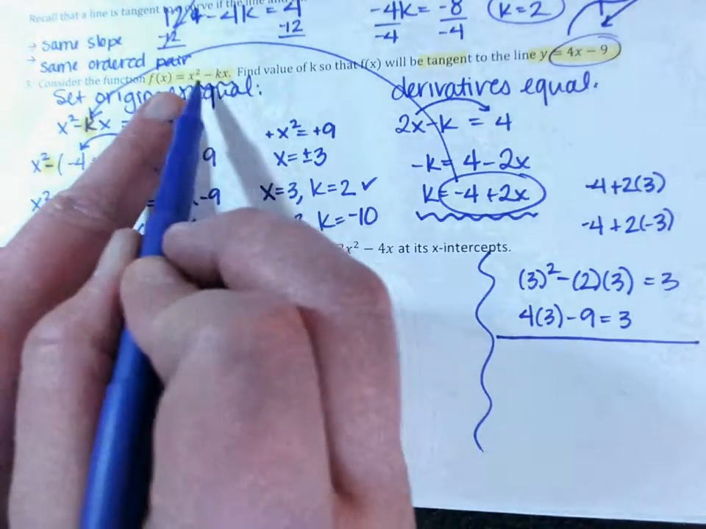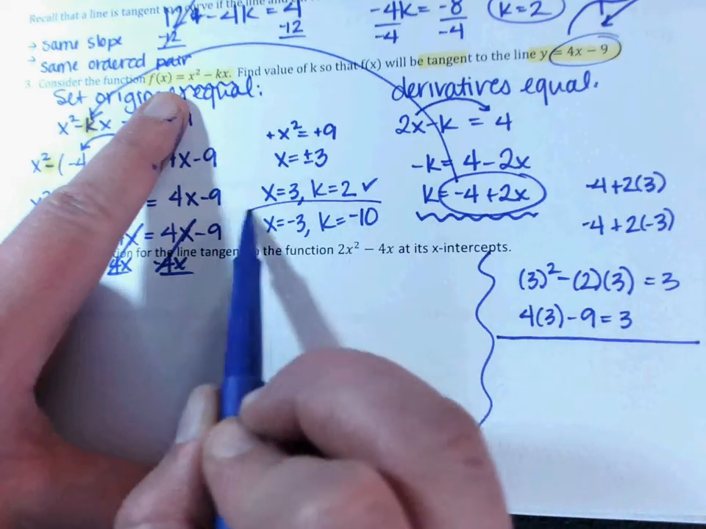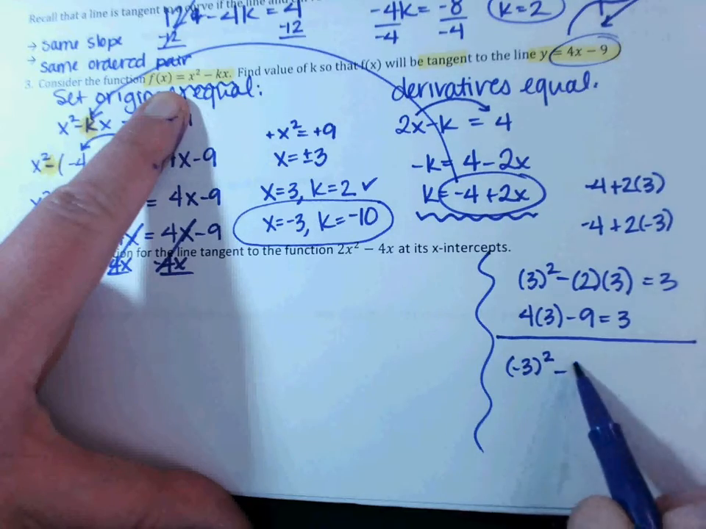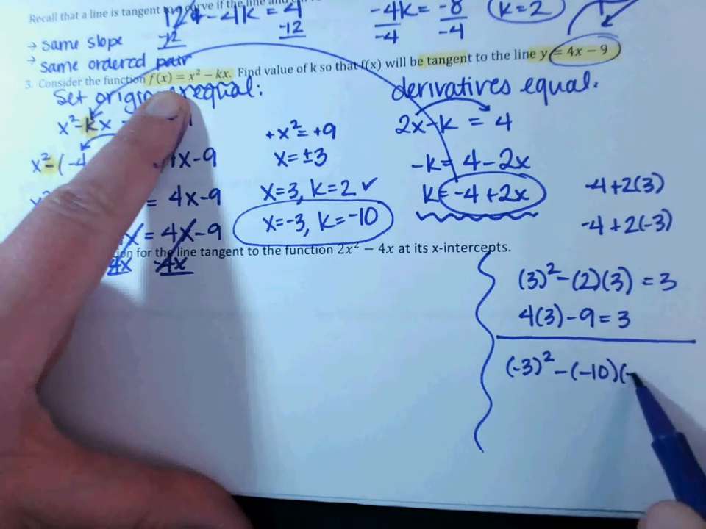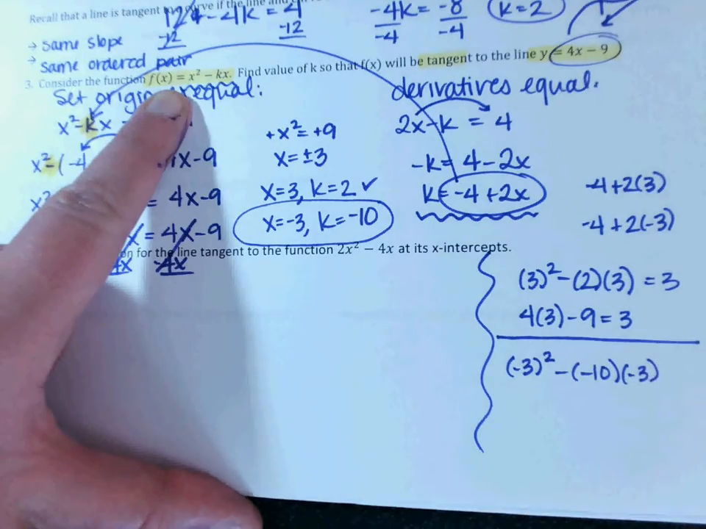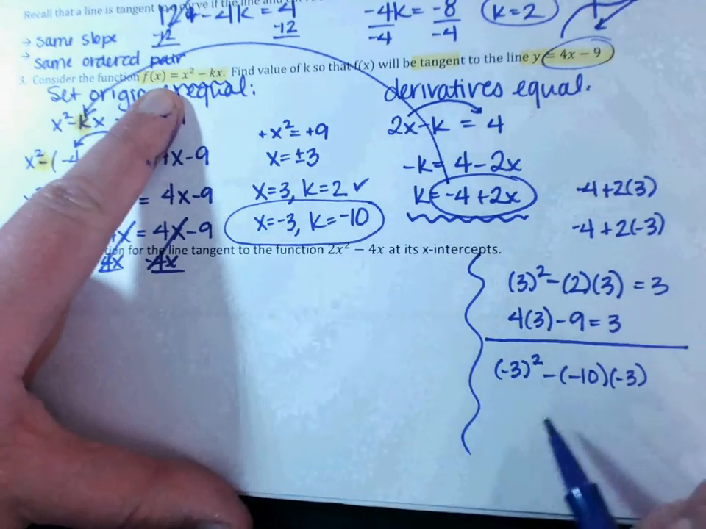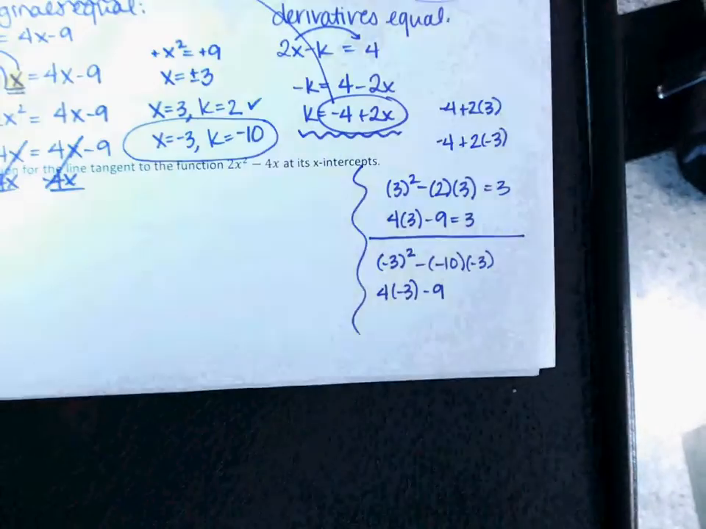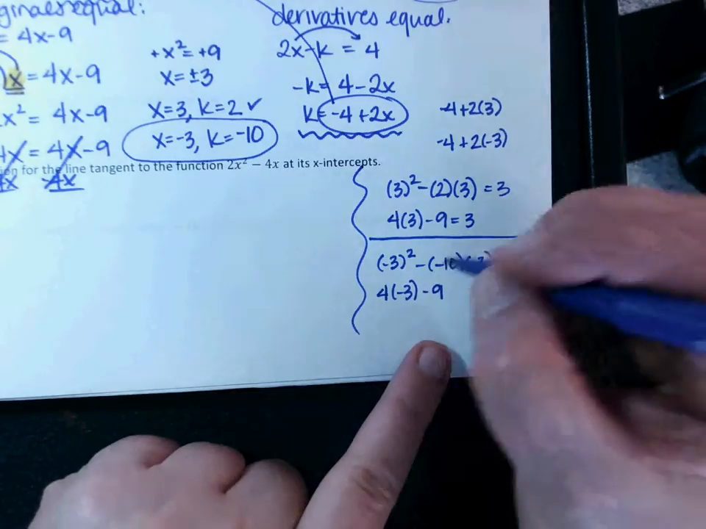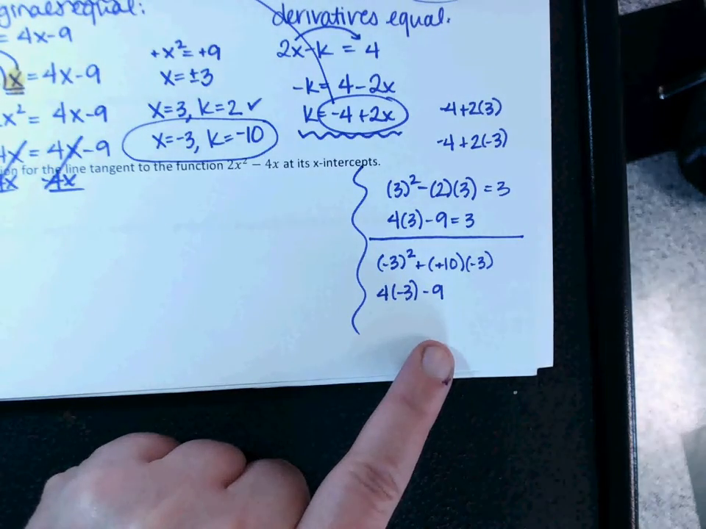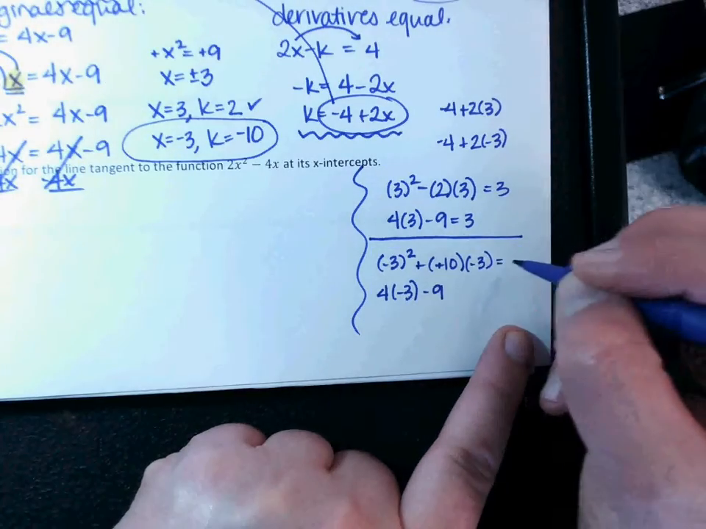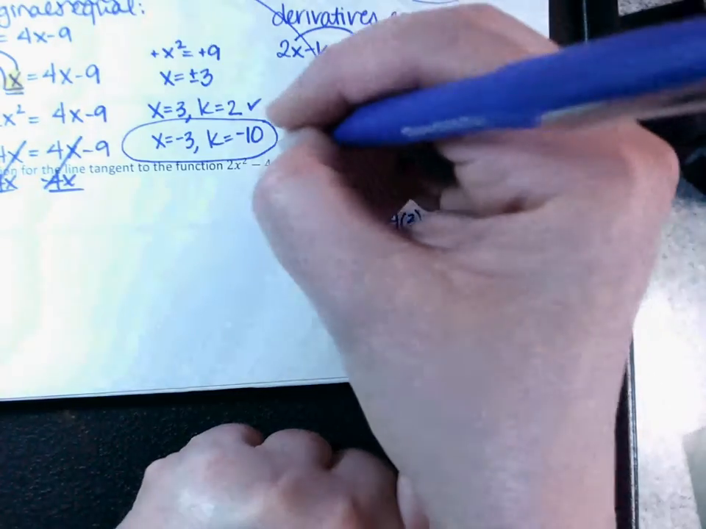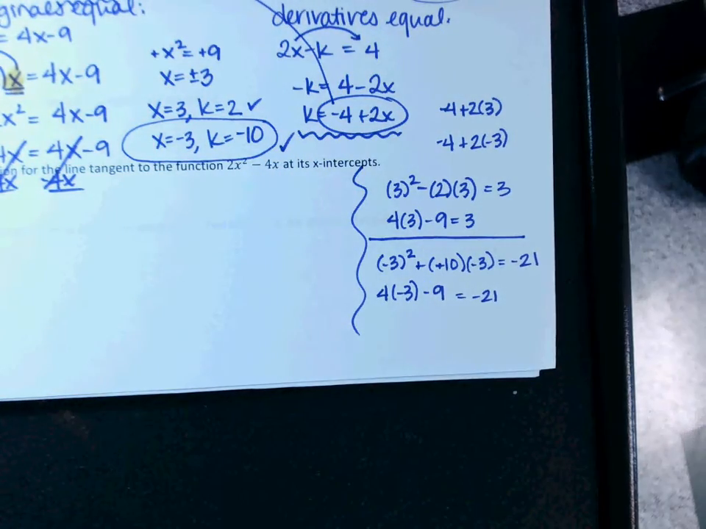I'm now plugging in my second combo, which was a negative 3 and a negative 10. So it'd be negative 3 squared minus negative 10 times negative 3. And then on this side I'm plugging in 4 times negative 3 minus 9. Are they equal? Negative 3 squared would be 9, and then that'd be a minus 30. What's 9 minus 30? Negative 21. And negative 21. So both of those came out to be fine.